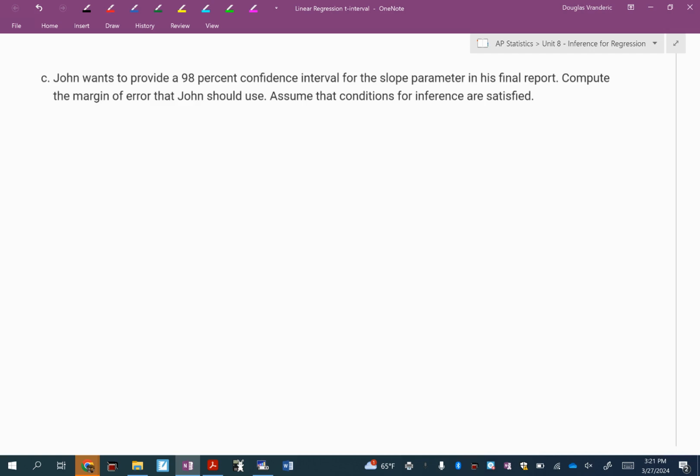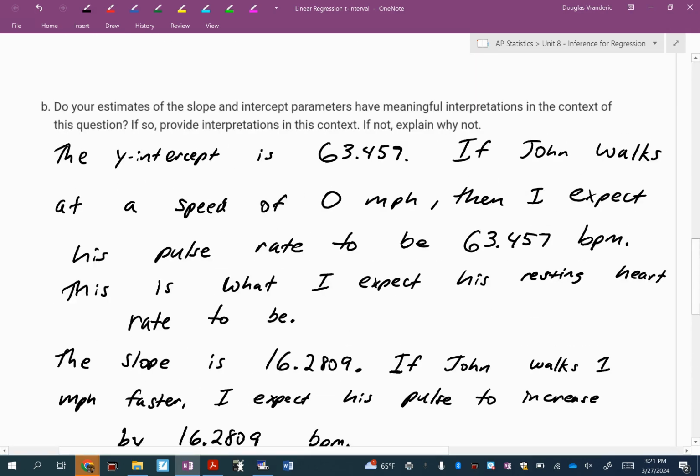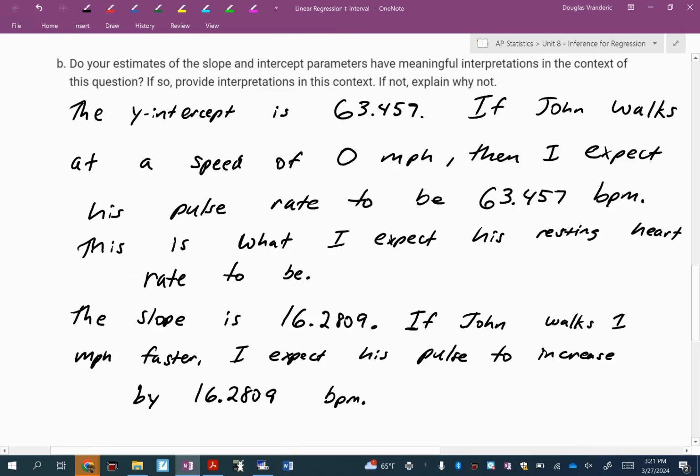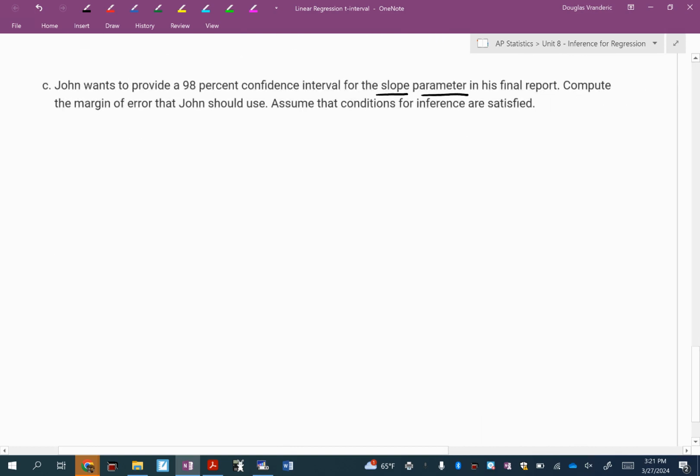It says that John wants to provide a 98% confidence interval for the slope parameter. They'll always tell you what they're running the confidence interval for. I told you guys that we are always running a confidence interval for a population parameter. In this case, for the slope. So my first thought is to make sure that I'm looking at the slope.